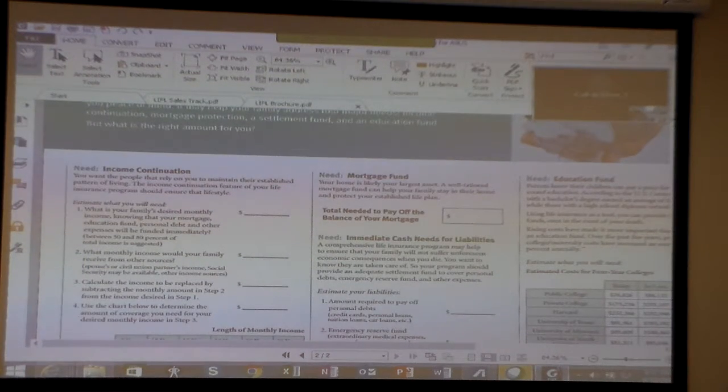From there, we go down to immediate cash needs for liabilities. In addition to the mortgage, all estates have settlement costs, including those costs that are things like final medical bills, final taxes due, short-term debt, like car loans, school loans, credit card bills. What amount would you need to pay off your debt?